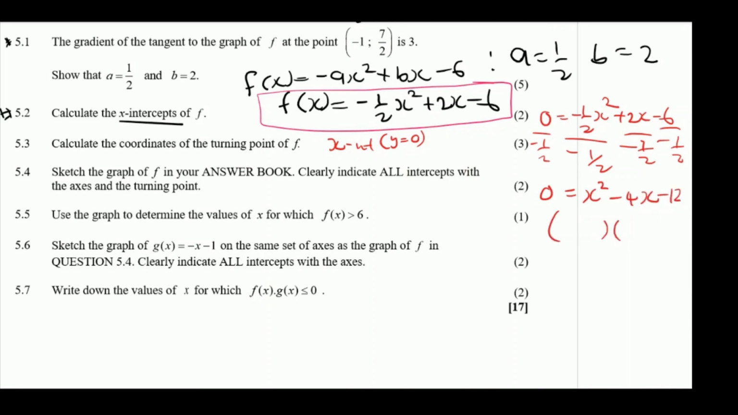Then you factorize this. It's going to be x, and then you're going to use 6 and 2. So your 6 would be negative and this would be positive. So x is equal to minus 2 or x is equal to 6. So these are your x-intercepts.